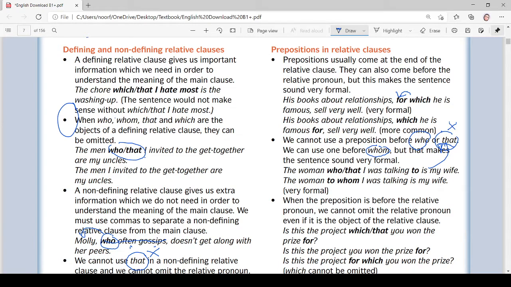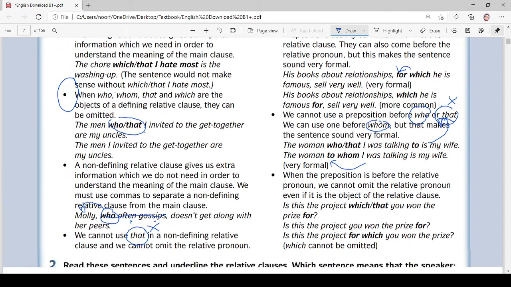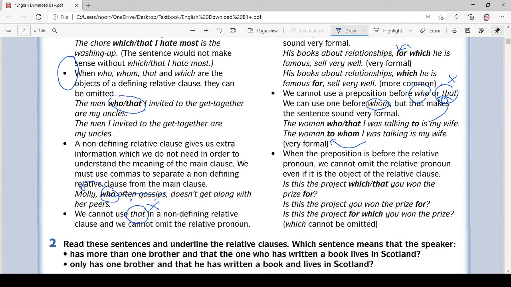Ini whom dia letak kat depan. The woman to whom I was talking to is my wife. Ini lebih formal. Okay. Ini kalau you nak bezakan antara formal informal writing, bolehlah gunakan ni. To the woman to whom I was talking is my wife. Okay, next one.